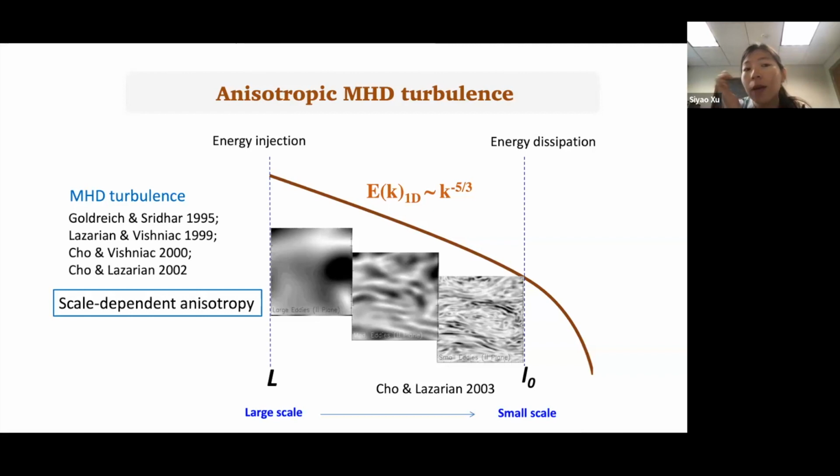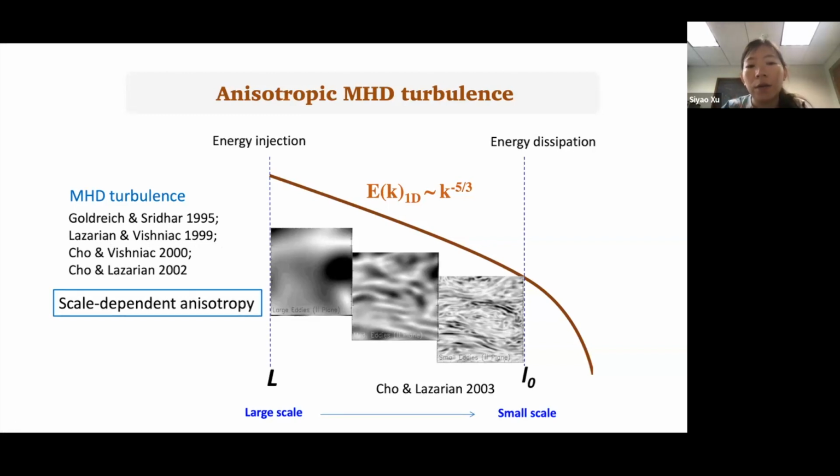I want to stress that in the original GS95 Goldreich-Sridhar paper on MHD turbulence, which is how the modern understanding of MHD turbulence started, they used the global reference frame of the mean magnetic field. This was a wrong reference frame when we talk about the perpendicular direction. Later, in Lazarian and Vishniac 1999, this was corrected.